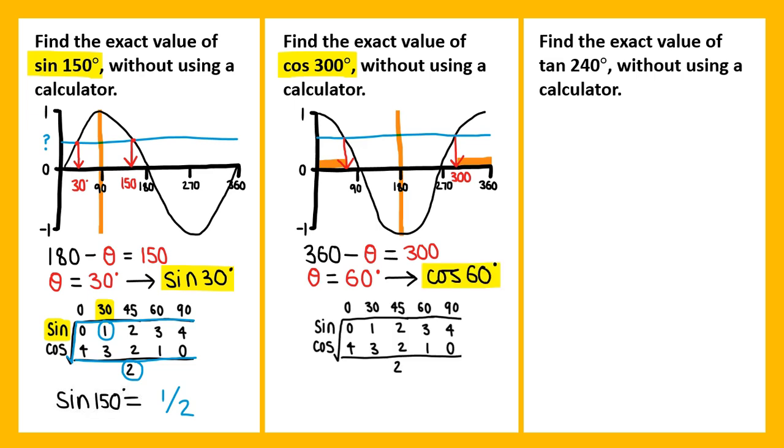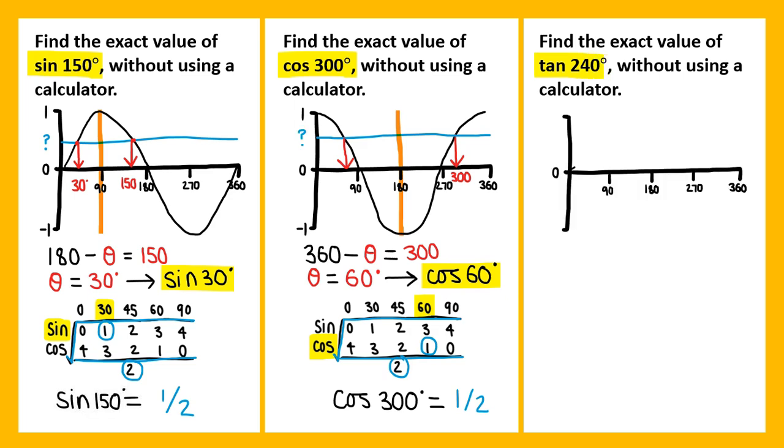Then I can use my diagram along with my knowledge of exact values to find cos of 60, which is the square root of 1 over 2. So cos 60 is also a half, which means that cos 300 is the same value and is also a half. Lastly, we'll do the same, but for tan 240.